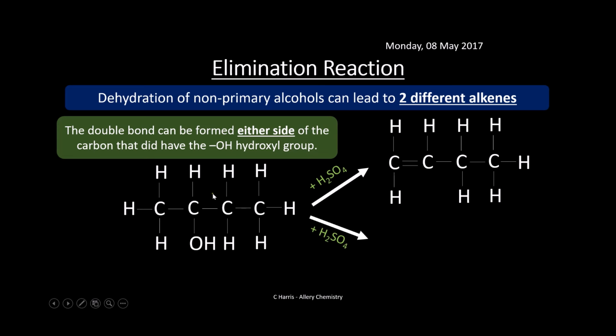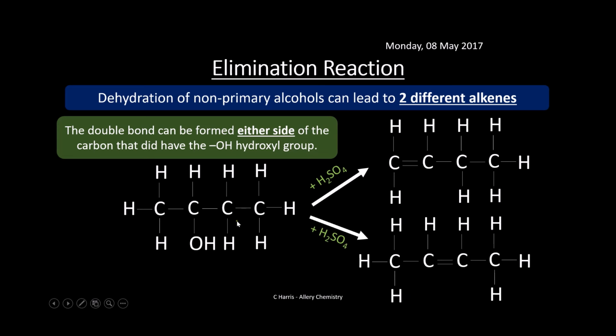So what happens if I add sulfuric acid to this reaction, I can either get my double bond forming there, which is this product here, or I can get my double bond forming there, which is this one here. So obviously you can see that we get two different products. You need to be aware of that, and that happens with non-primary alcohols. So if you get a secondary one like this, then you know what you're looking for. Okay, so as long as you're aware of that.